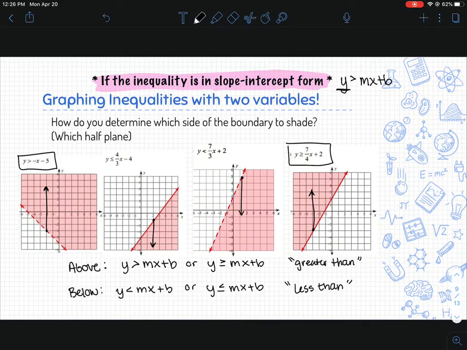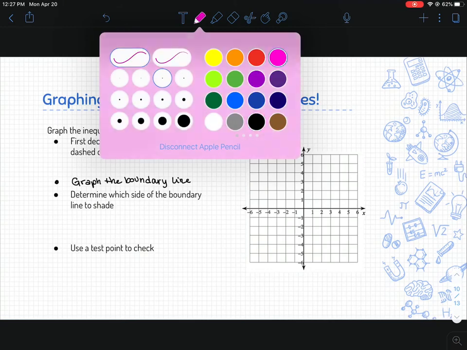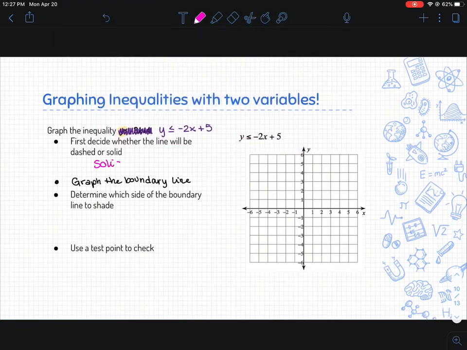Okay, so we know how to determine the boundary type, and now we know a method to determine which way to shade. Let's go ahead and try one. We're going to graph the inequality y is less than or equal to negative 2x plus 5. So we need to decide whether it'll be dashed or solid. This one is going to be solid because it has the or equal to part.